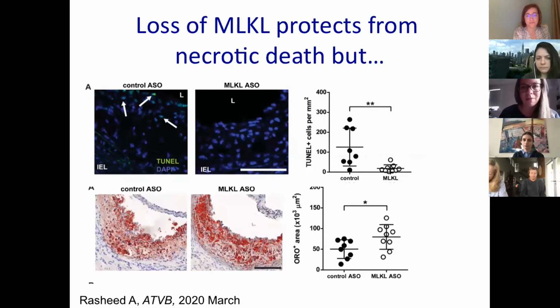However, there was a lot more Oil Red O. So unexpectedly, despite the fact that MLKL is gone and the cells aren't rupturing, there's quite a bit more lipid area, or Oil Red O positive area, in these mice. So we started to investigate this a little bit. This was actually really surprising to us.